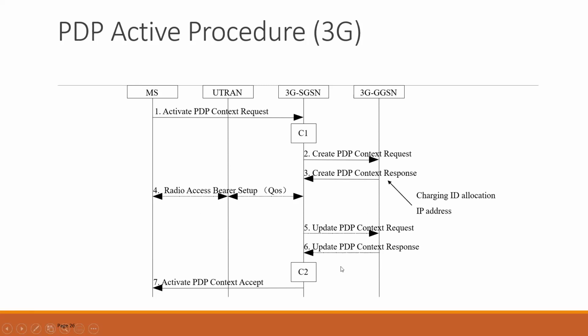So that IP exchange is also done in this update PDP context request and RAB assignment request if the DT feature is enabled. So once your update PDP context response is received, your quality of service is assigned, your IP address is assigned, then you send an activate PDP context accept message to the MS, intimating that, okay, this is the IP address that is assigned to you, this is the quality of service that is assigned to you, and this is the tunneling ID information that is available for you.